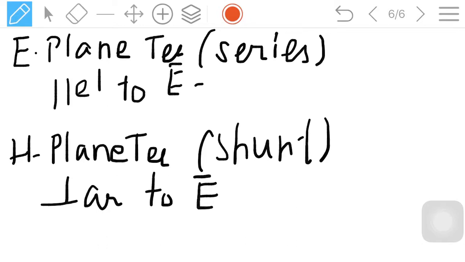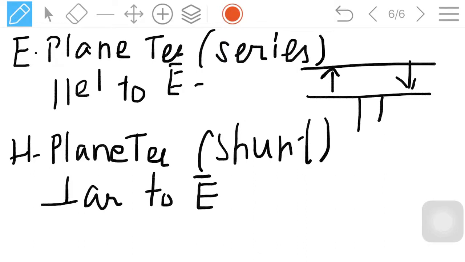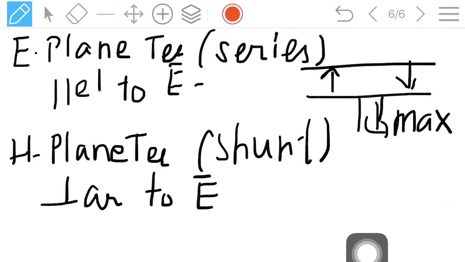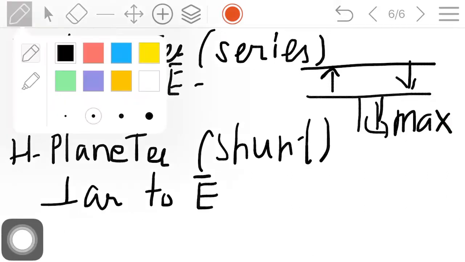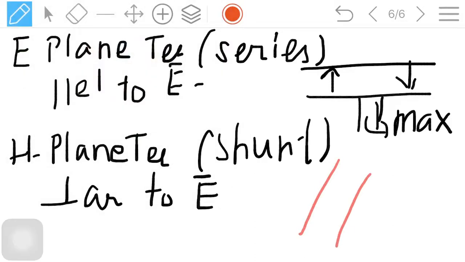The only thing you have to remember is that if you are expecting the maximum energy level from the side arm of an E-plane T, you should introduce electric fields of the same magnitude but in the opposite direction. Then the output you get will be the maximum. But if you are taking the case of an H-plane T, if you introduce the fields from the main arms with the same magnitude and same polarity, then you can get the maximum output.